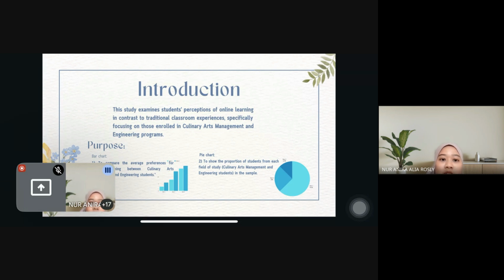So, in this topic, we chose a bar chart and a pie chart. The bar chart's purpose is to compare the average preference for online learning between culinary arts, management, and engineering students. The pie chart shows the proportion of students from each field of study, culinary arts, management, and engineering students, in the sample.